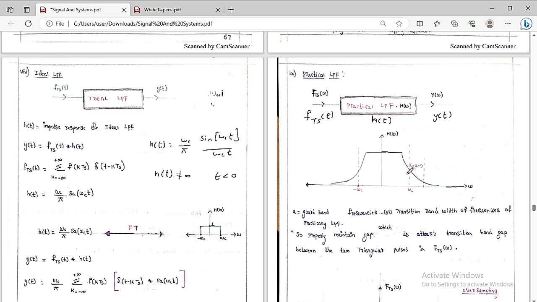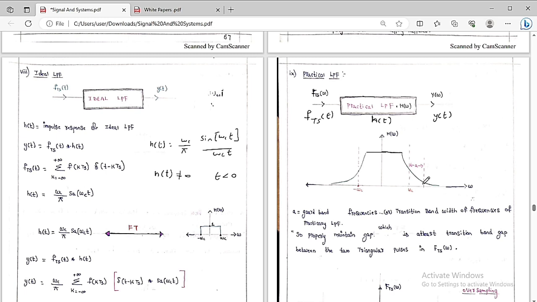So here we are going to keep what is called the guard band. A is called the guard band frequencies or the transition bandwidth of frequencies of the practical low pass filter.